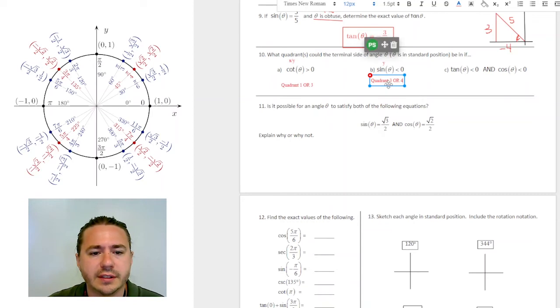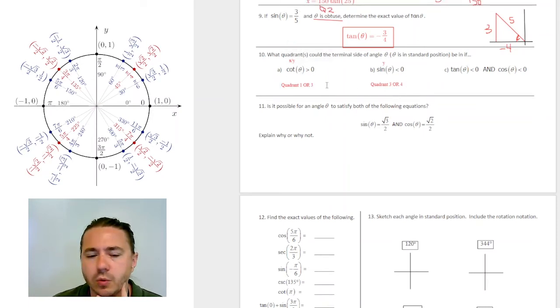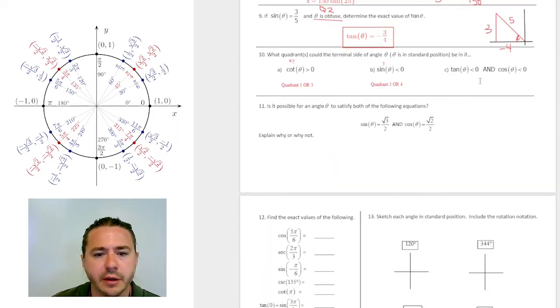All right, so C is going to be more like how your questions will be written, because A and B only narrow it down to 2 quadrants. We need to narrow it down to a single quadrant usually to solve this. So like number 9, you need some kind of information to really narrow it down. A lot of times I'll give you 2 pieces that you have to put together to figure out where you are.